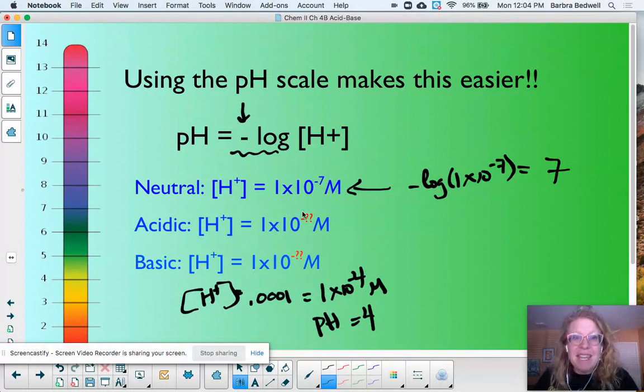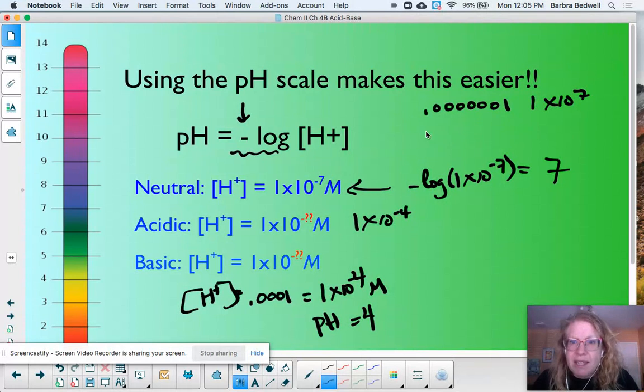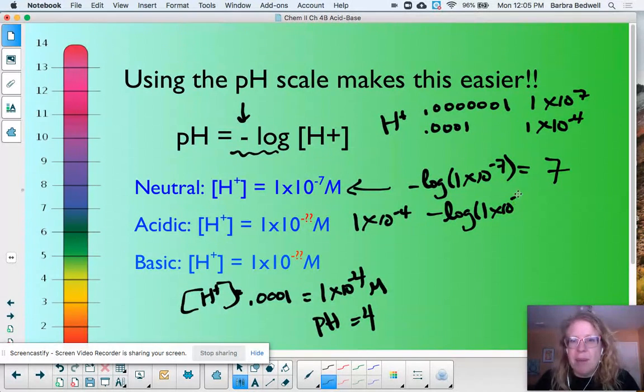If I have something acidic like this one, 1 times 10 to the minus 4, that's a lot more concentrated, right? 2, 3, 4, 5, 6, 7. That's 1 times 10 to the minus 7th. This is 1 times 10 to the minus 4th. 1, 2, 3, 4, right? If these were hydrogen ion concentrations, this is way more concentrated than this one is. And so the pH of this one, 1 times 10 to the minus 4th, is going to be equal to 4. So the negative log of 1 times 10 to the minus 4th, for example, is going to be 4.